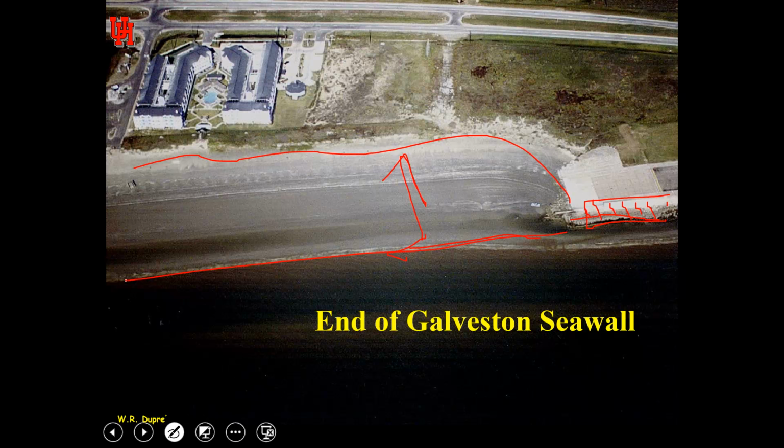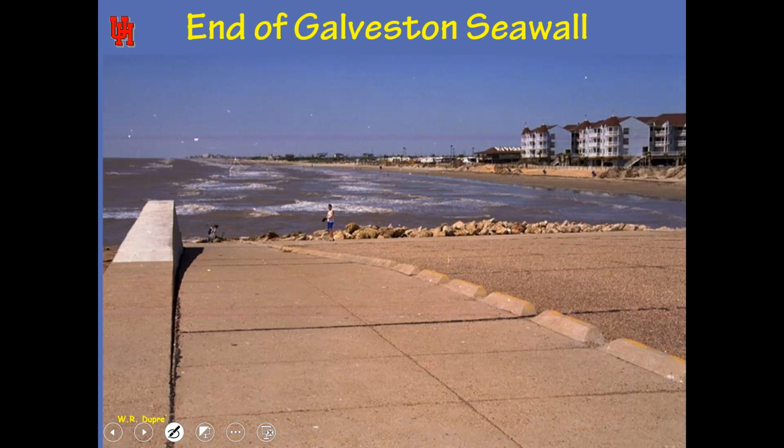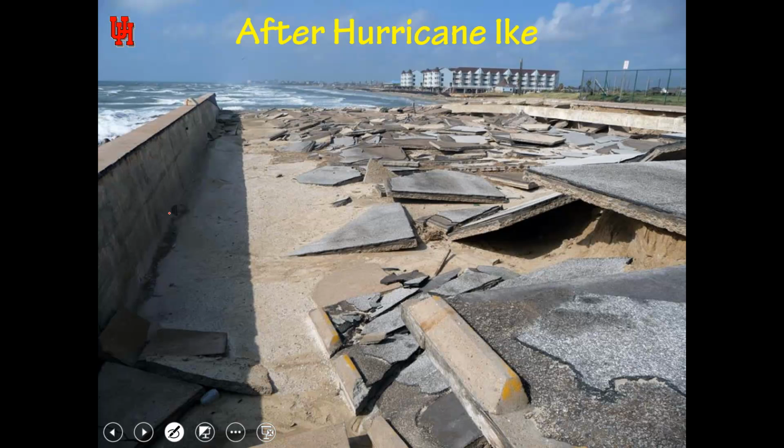This was the shoreline in 1961. This is the shoreline later in 1987. This is how much erosion was occurring. Accelerated erosion at the end of the seawall. Okay. You used to be able to drive down. This ramp was designed for your cars. You wouldn't do it today.